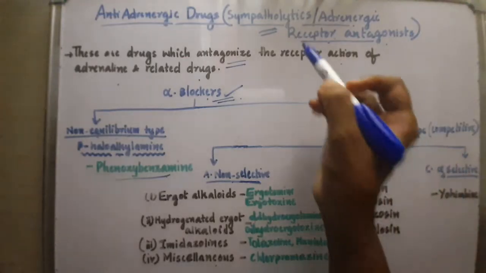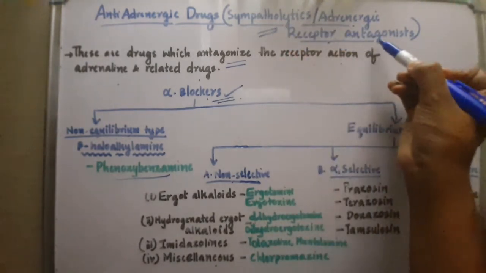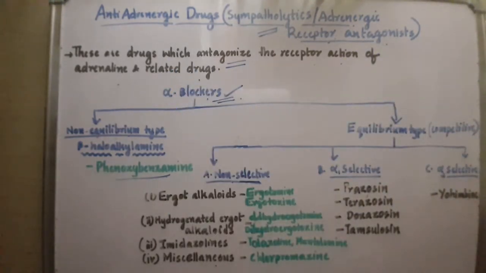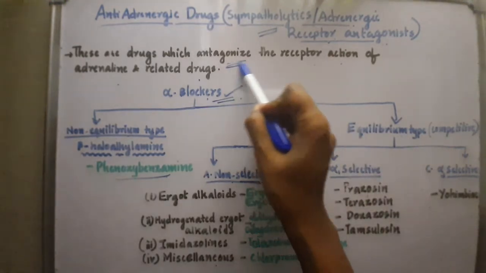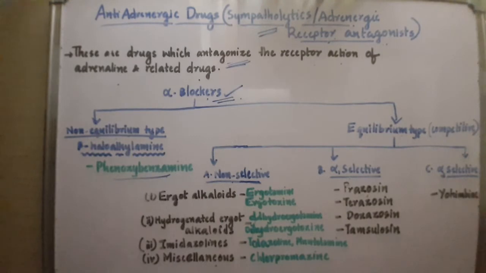These antiadrenergic drugs are otherwise termed as sympatholytics or adrenergic receptor antagonists. From the name itself, we can understand that these are the drugs that oppose or act against the action of adrenergic drugs. So let us see its definition. These antiadrenergic drugs are drugs which antagonize or oppose the receptor action of adrenaline and related drugs.